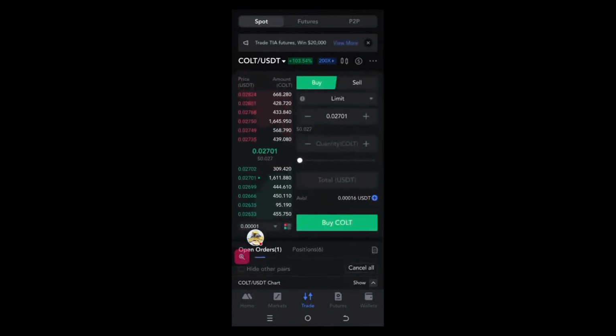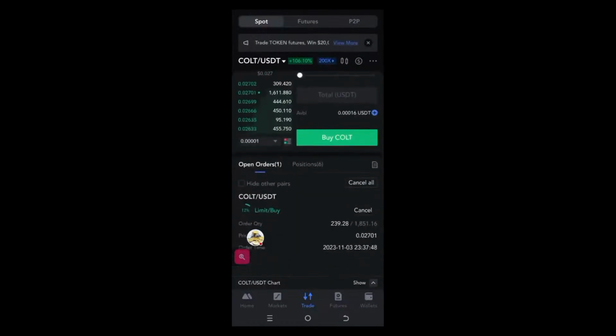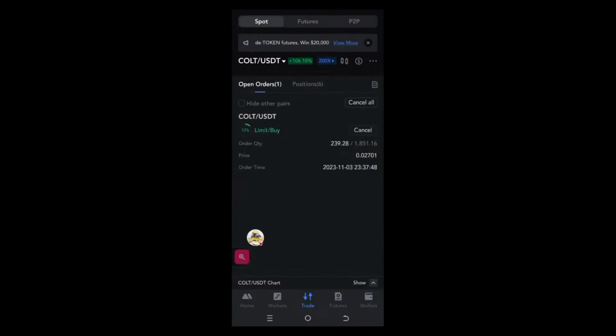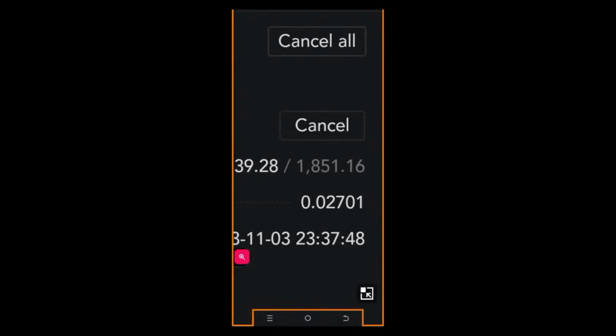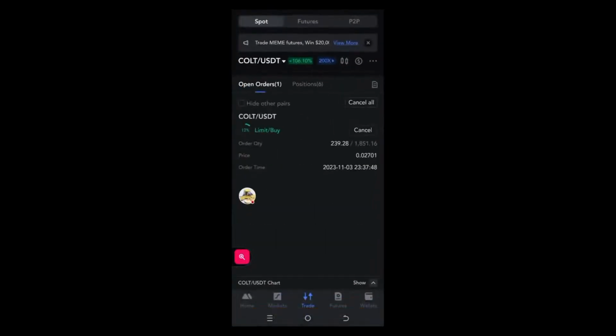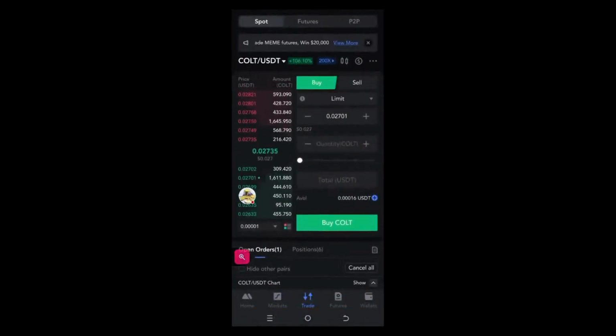What's the higher one? I think the higher one is 2735. Why is it such a high one? Okay, I think the reason is that it doesn't even have enough. We're trying to buy how many? We're trying to buy 239. Oh no, we're trying to buy about... Oh, this is it. It doesn't have that much. Only 12%. That was all we could get.